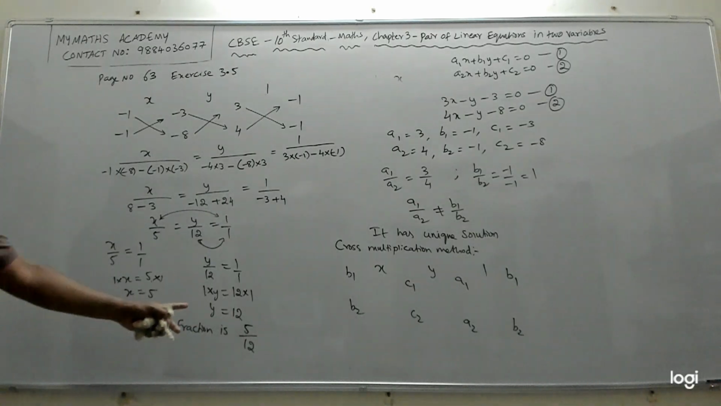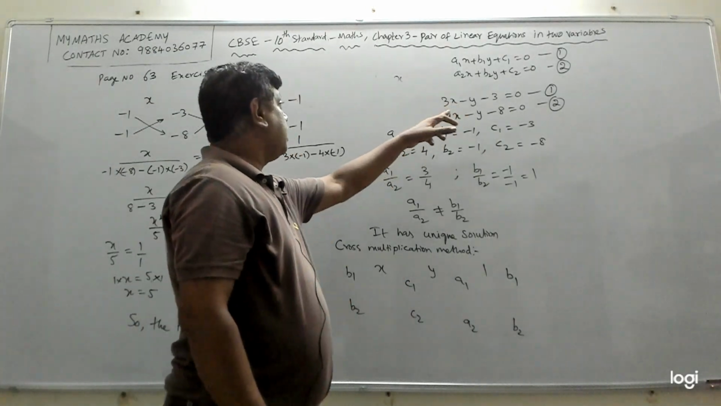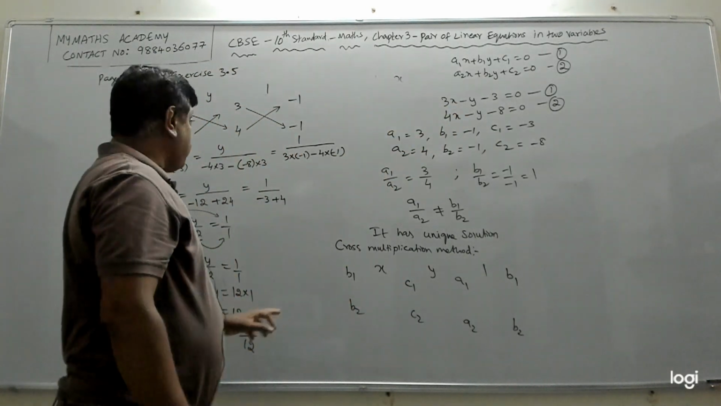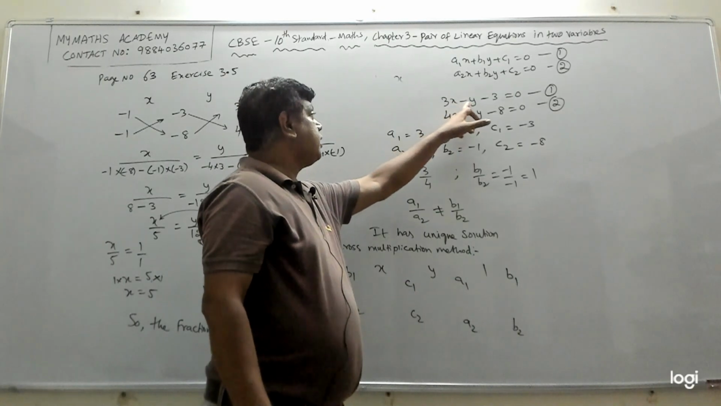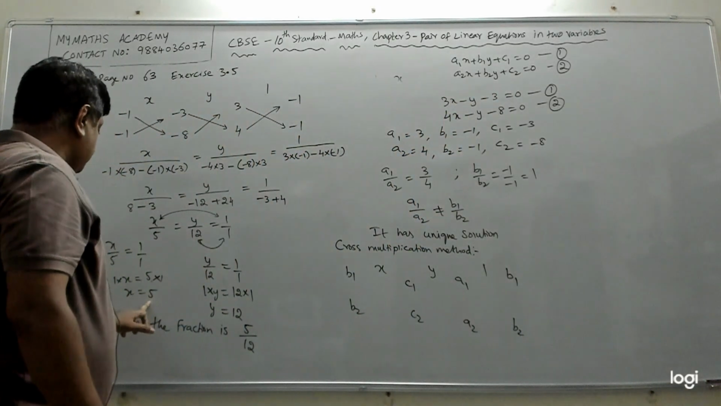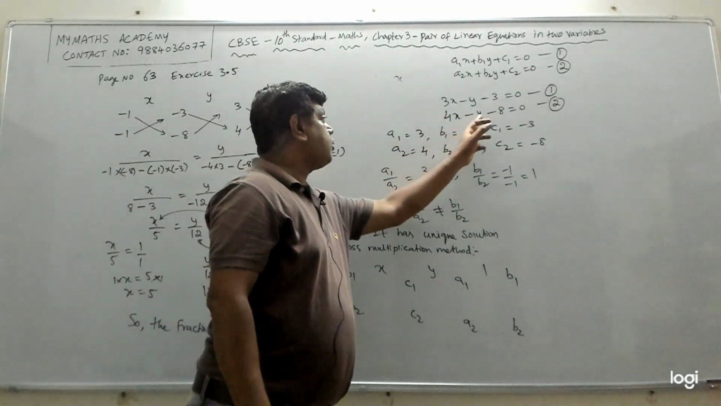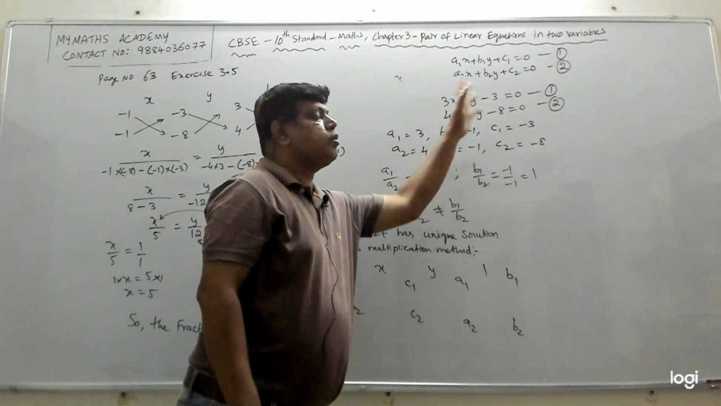Clear? So you can check by substituting the x and y here. If I substitute x is equal to 5 and y equal to 12, here it is 5, 15, it is 12, 12 minus 3 is minus 15 plus 15, 0. Similarly, if you substitute x is equal to 5 here, this is 20, and if I get y equal to minus 12 minus 8 is minus 20, this is plus 20, you get 0.